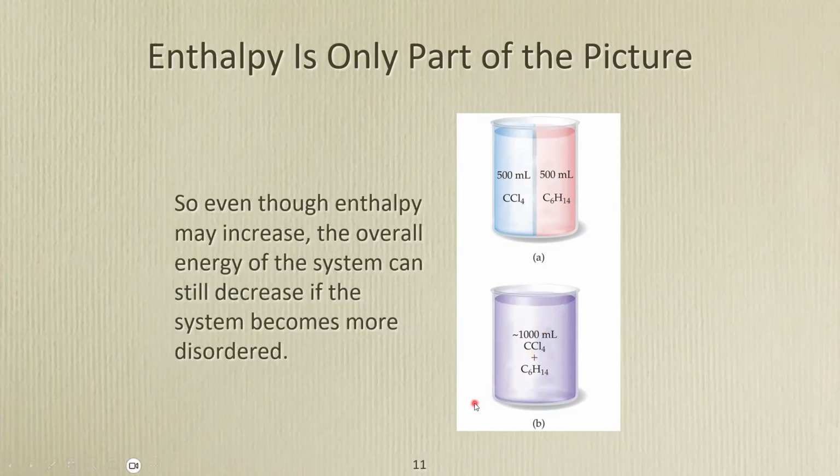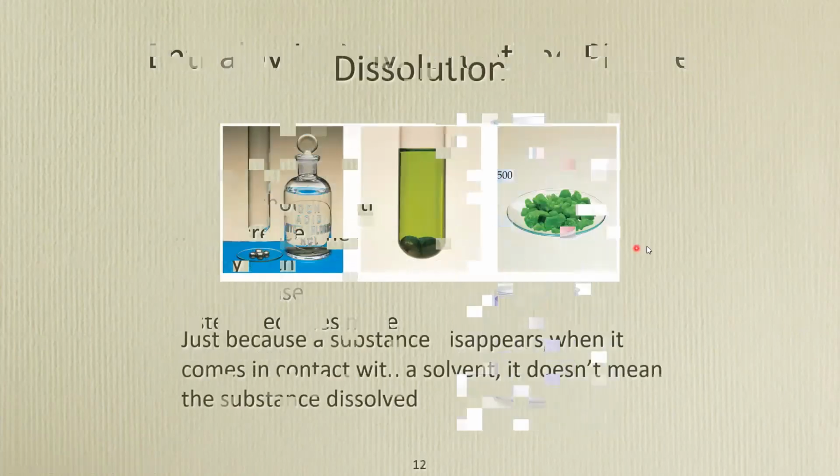And that's why we need to consider Gibbs free energy rather than just enthalpy when we're trying to determine if a reaction is going to be spontaneous or not, because we may see the enthalpy change may actually be positive, so it may be endothermic. But if we've got a large increase in the entropy, then we can overcome that enthalpy aspect.